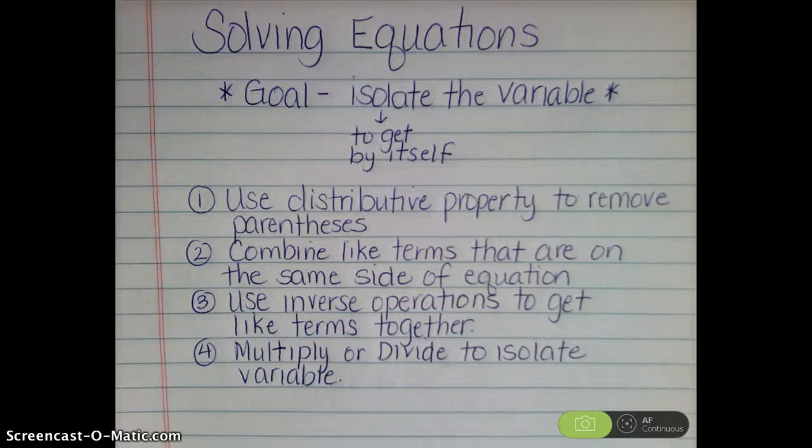Okay, the purpose of this video is to review solving equations. When solving equations, your goal is to isolate the variable. By isolate, we mean to get the variable by itself.